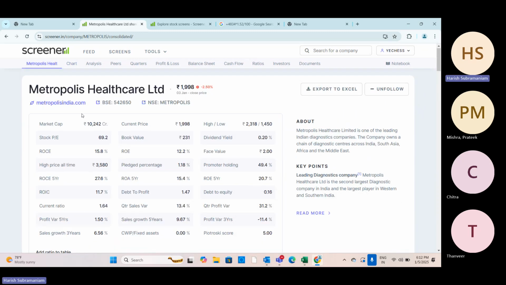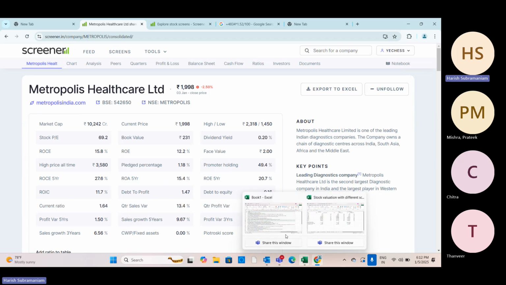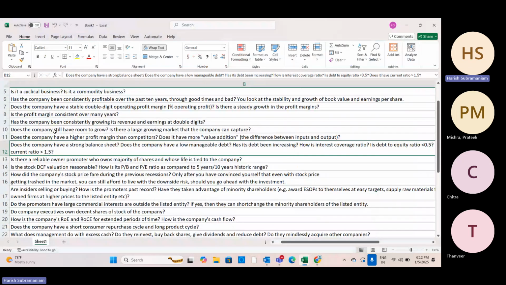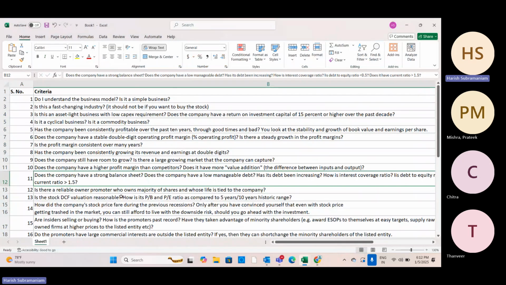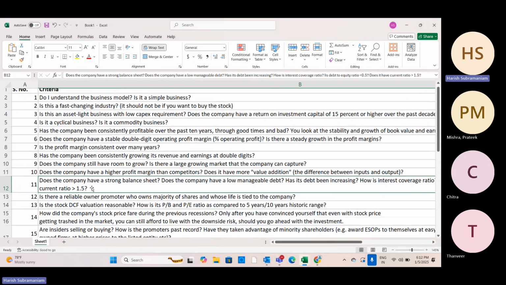So this covers all of our main metrics. Today we'll be looking at some conditions as to how do I understand what business to invest in and what business do I stay away from, right?